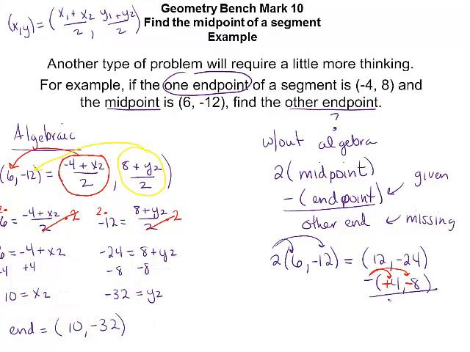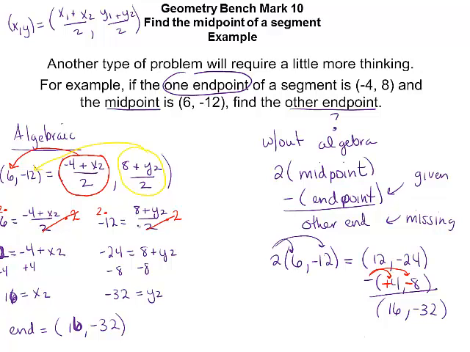And so I have 12 plus 4. Oh, I forgot to multiply by 2 over here. Okay. Sorry. That should have been 12, not 6. See where I made my mistake? I didn't bring down the multiplying by 2. Okay. 12 plus 4 is 16, and then negative 24 minus 8 is negative 32. So that's our missing end.